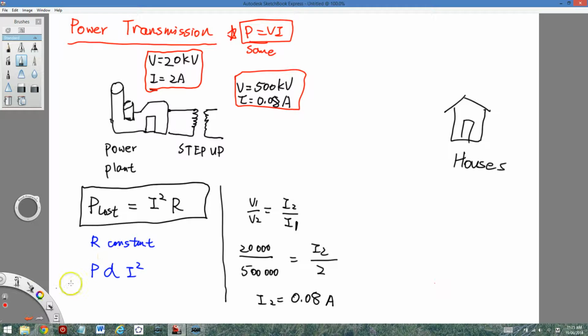So after we step it up, we draw wires to it. This is known as the high voltage transmission line.